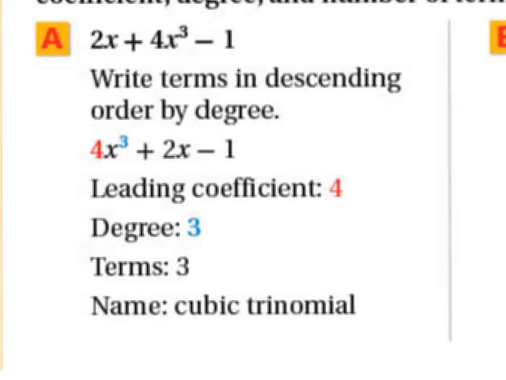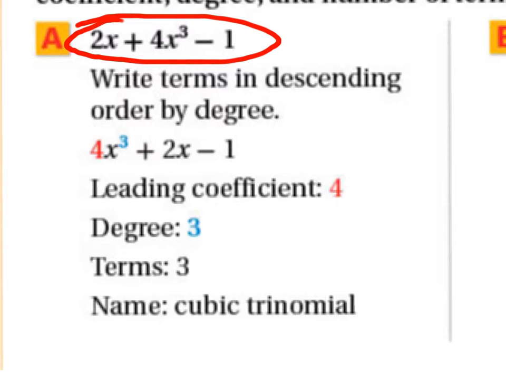You have 2x plus 4x to the third minus 1. Write the terms in descending order by degree. So the highest power of x in there is 4x to the third. And then the next one down is 2x to the first, and then you just have minus 1. So you've written it in descending powers of x. The leading coefficient. Coefficient is the number multiplied by a variable written to the left. The leading coefficient is 4.